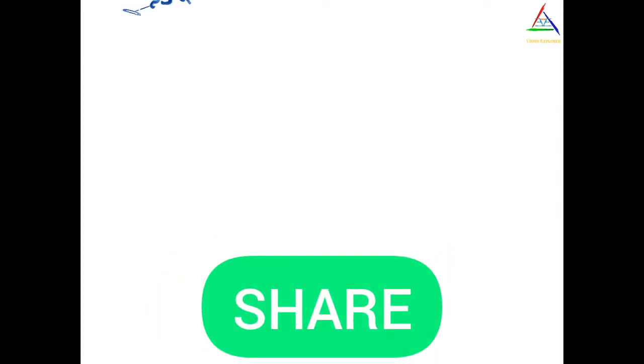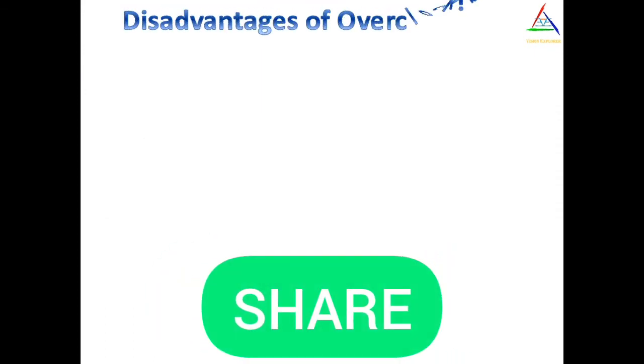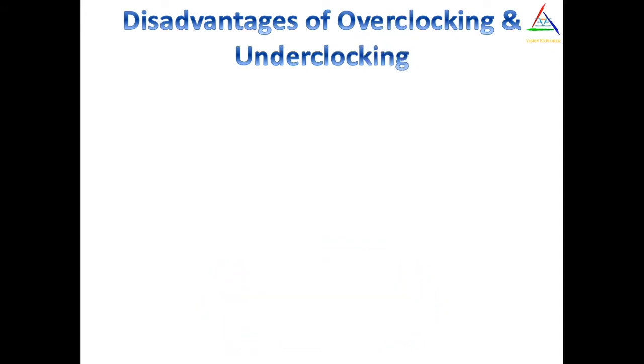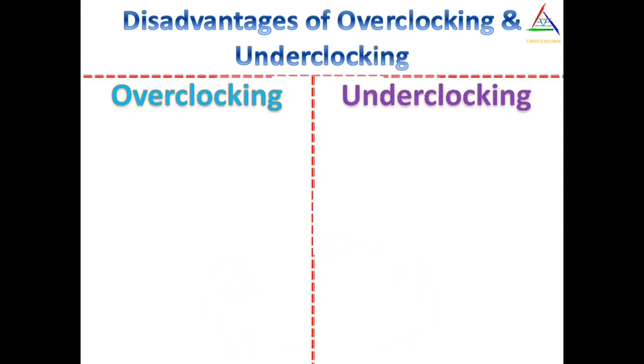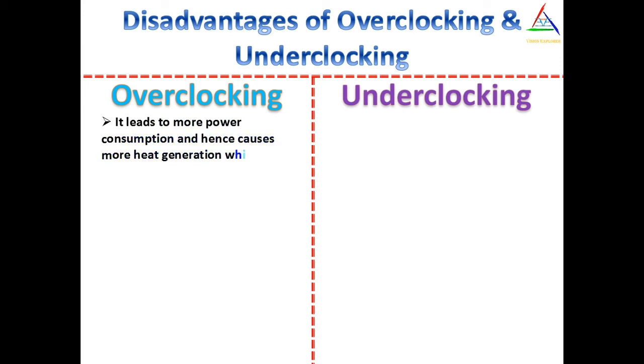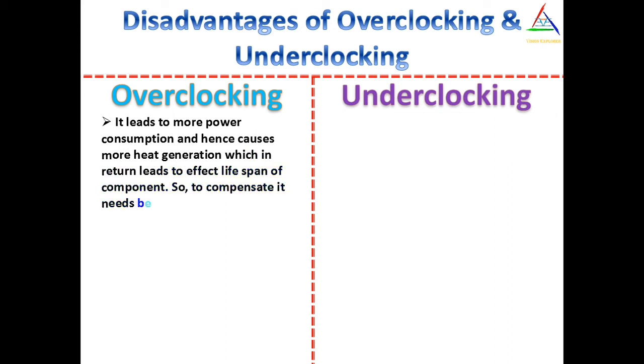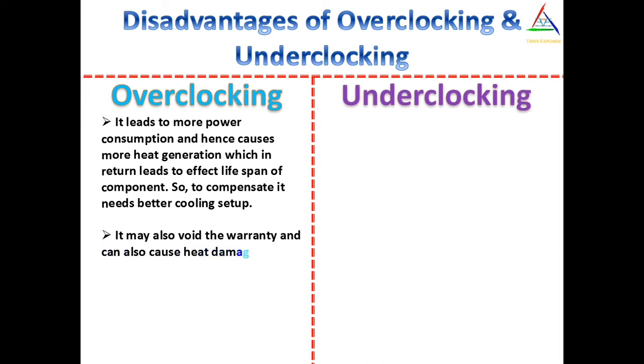Now focusing on the disadvantages of overclocking and underclocking. Again seeing overclocking first. Increasing performance by overclocking also increases power consumption, and hence causes more heat generation, which will affect the lifespan of the component. To compensate for this heat generation, there should be a better cooling setup. Moving to the second point, overclocking a component may also void the warranty. And overclocking can also result in heat damage.